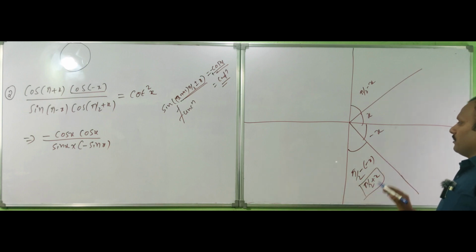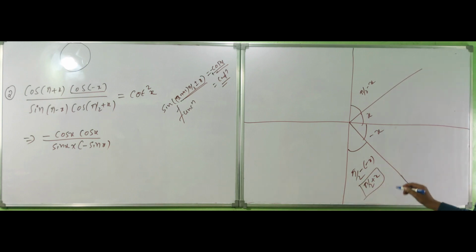Please be careful whenever you are taking this one. Whenever you take positive pi by 2 plus x, you should consider this should be minus, and you should consider this quadrant pi by 2 minus x. Let's consider the pi values.